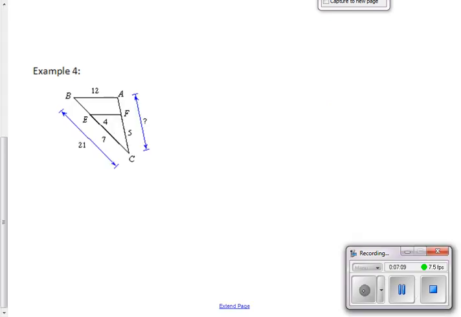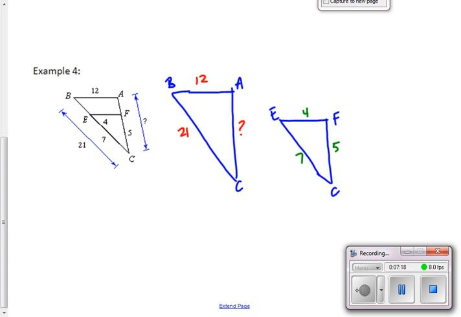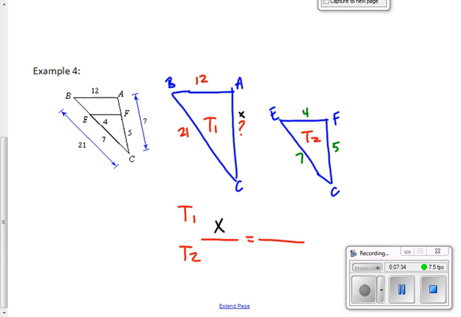Example 4, same scenario. We need to figure out the unknown side length, so we need to go ahead and break this down into two triangles here. So here's my two triangles sketch. Go ahead and label one, triangle 1 and triangle 2. Next, we'll set up the proportions. Triangle 1 and triangle 2. The unknown is in triangle 1. So here's my unknown. That'll be represented by x. X will correspond with 5 in triangle 2.